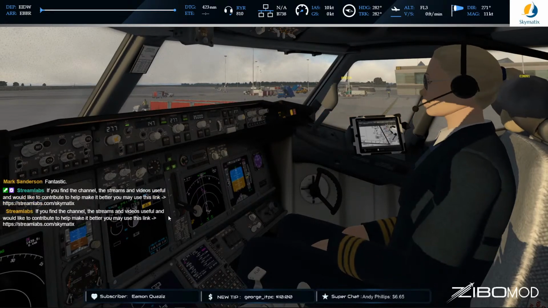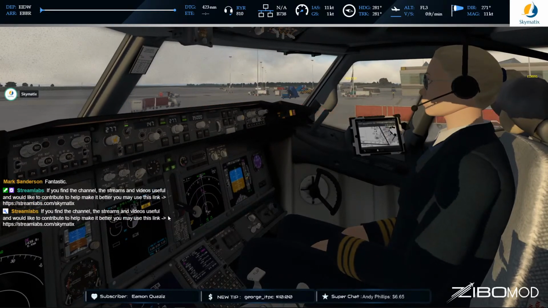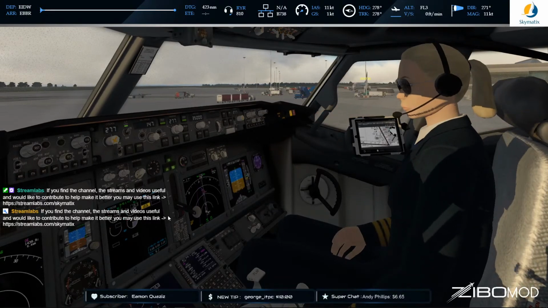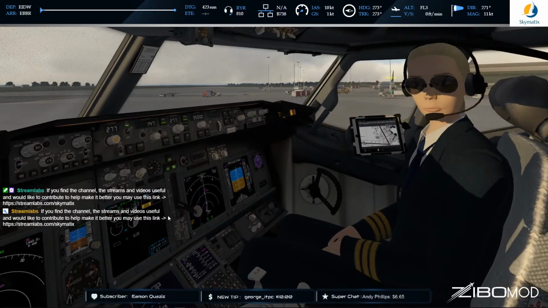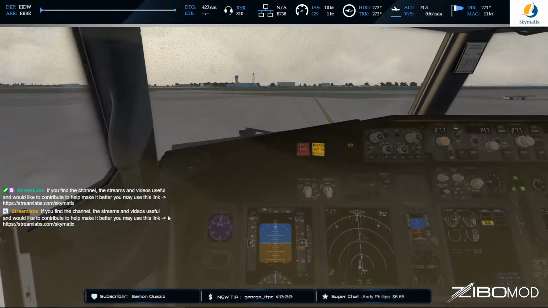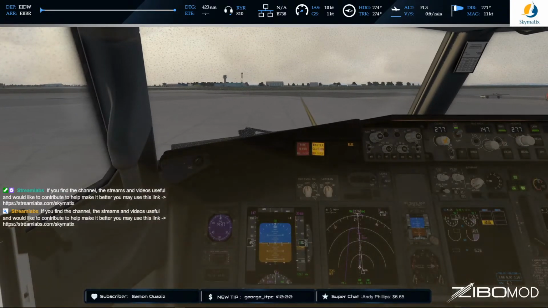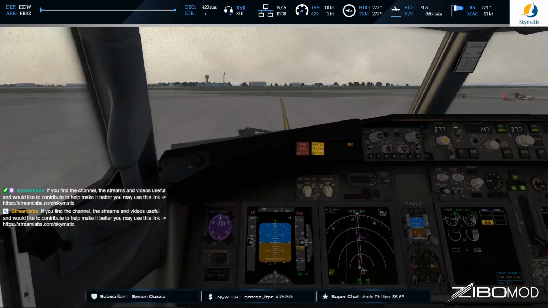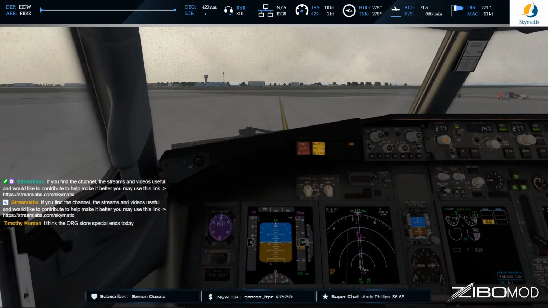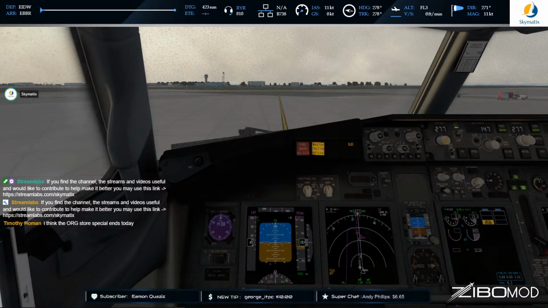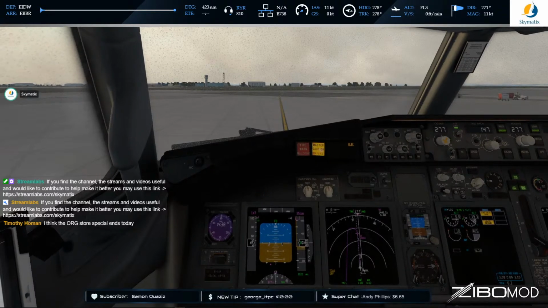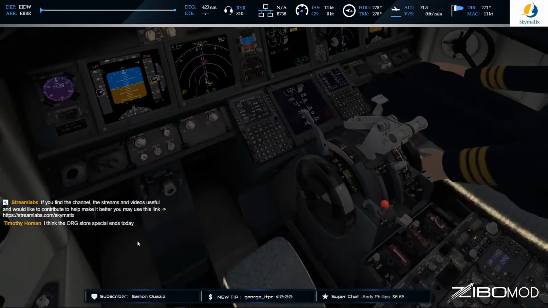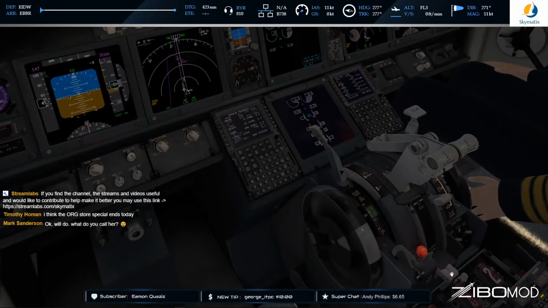Starter cutout. Start number 1 engine. Starting number 1 engine. Ah, so the guys need to jump on it if they still want it. Set parking brake. Disconnecting tow. Stand by.